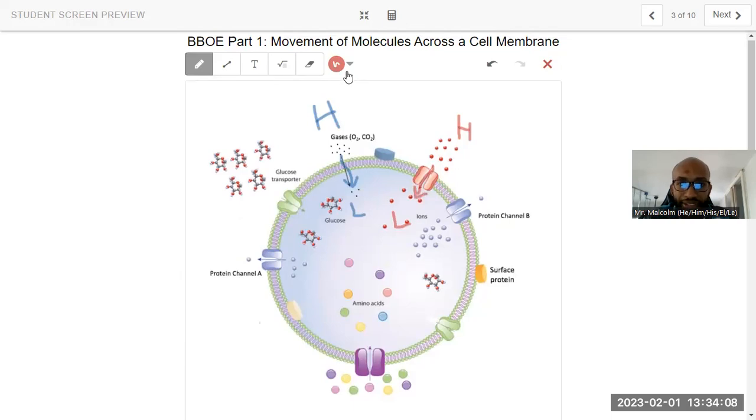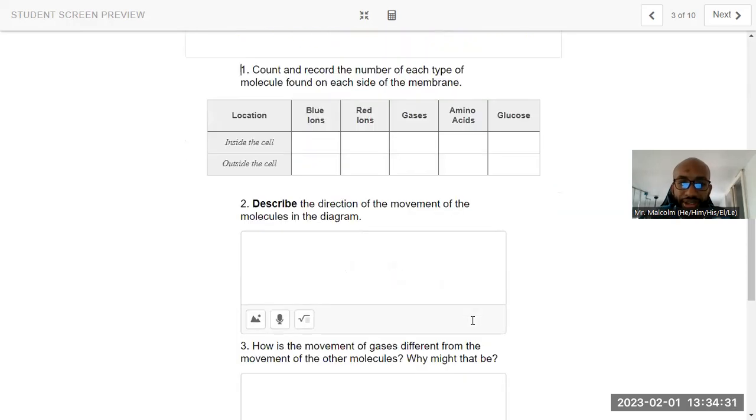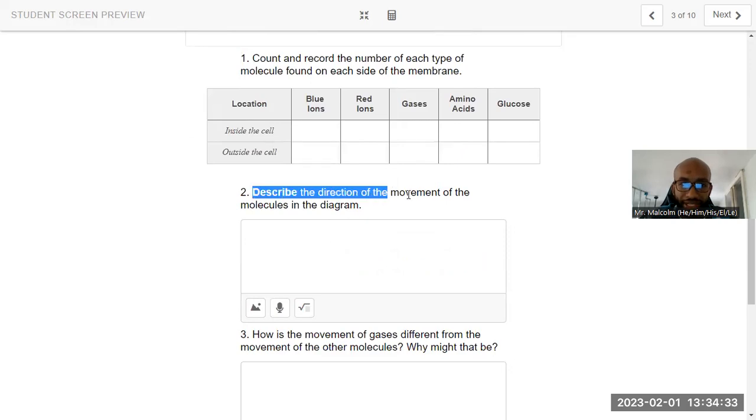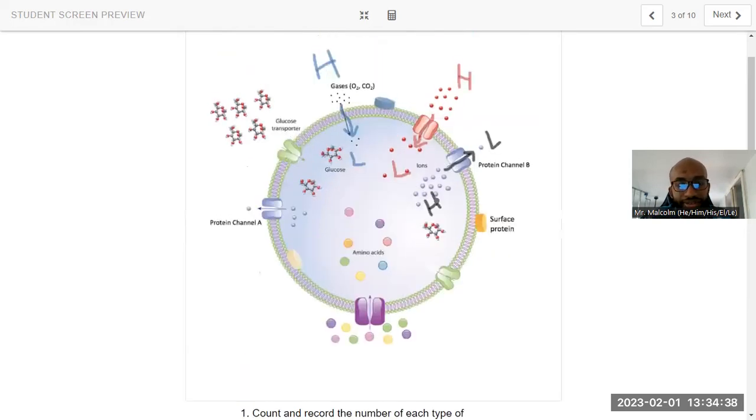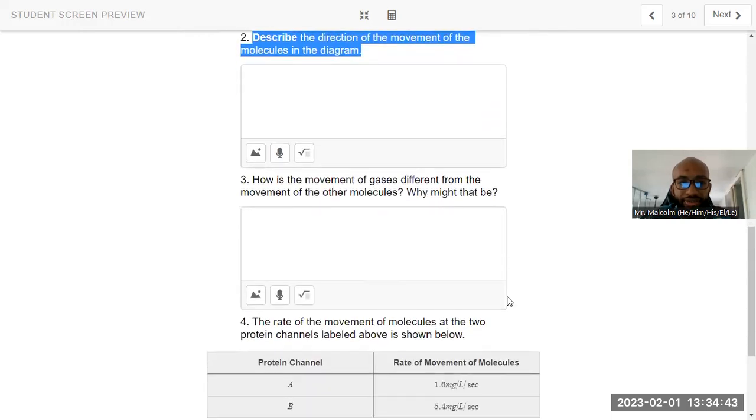Okay, what about the other way? Other way, you'll notice here with these proteins over here, that on the inside, there's a high amount, and on the outside, there's a low amount, and it goes from a high amount to a low amount. Okay, so question 2 here is asking you to describe the direction of the movement of the molecules in the diagram. Which way do they go? Based upon what I just showed you. Okay, that's for question 2.